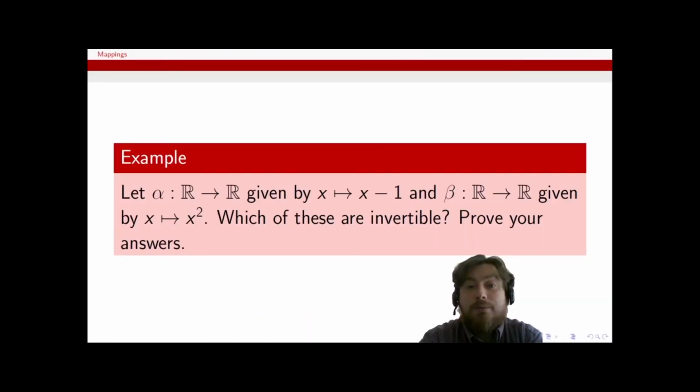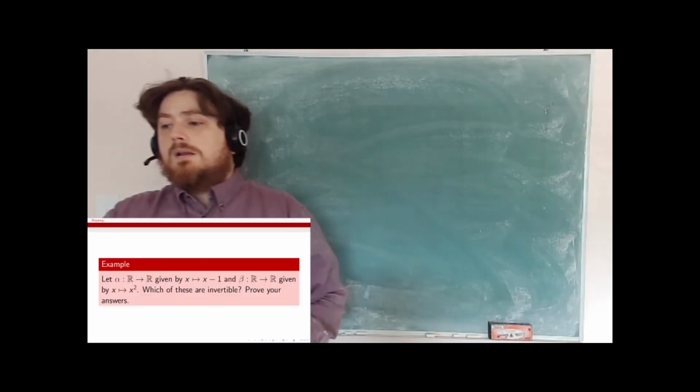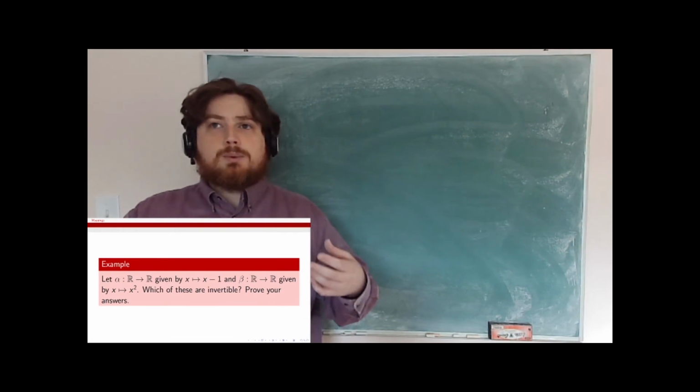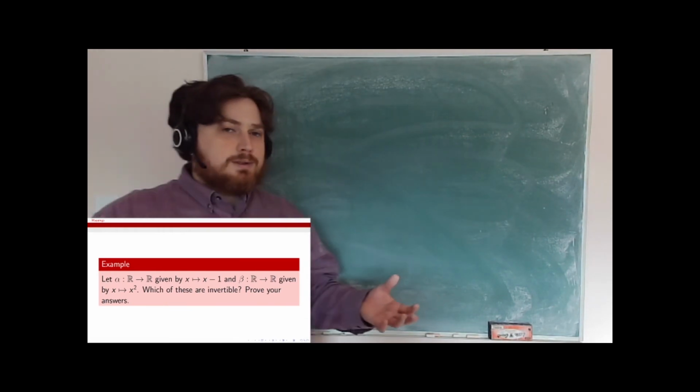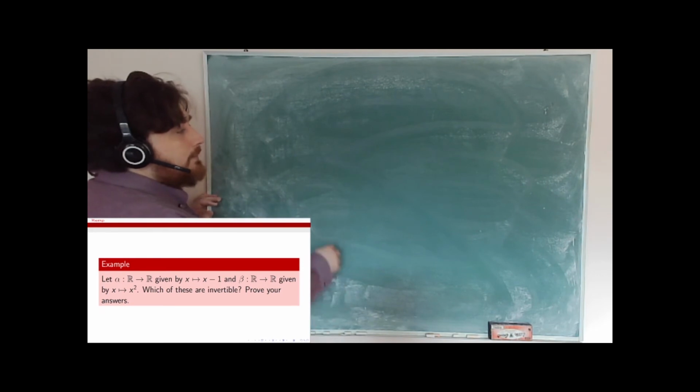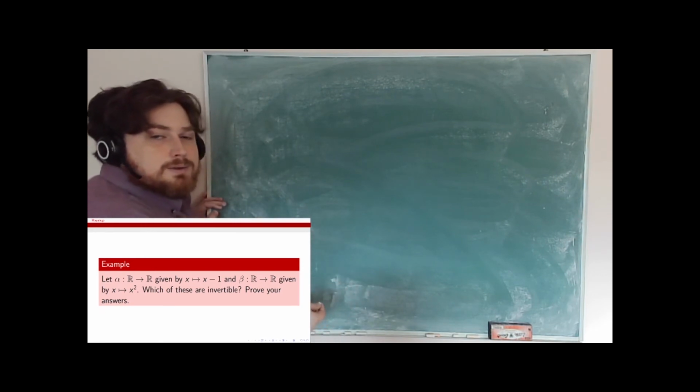So now we have two functions here, x maps to x minus 1 and x maps to x squared. And what I want to determine is which of these are invertible. And so we'll prove that one of them is invertible and one of them is not. All right, so what we have here are two mappings, and we want to determine which one's invertible. And so the first one, we're going to map from R to R given by x goes to x minus 1.